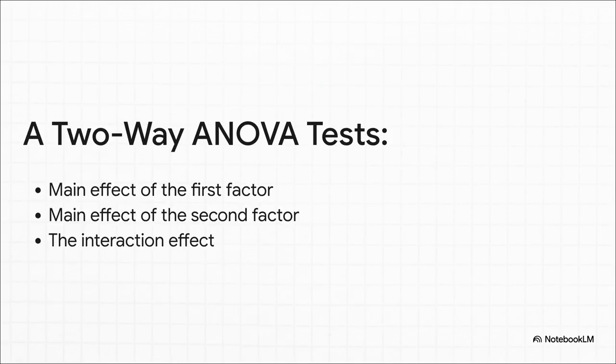Here's the cool part. A two-way ANOVA is incredibly efficient. It's like a 3-for-1 deal. It answers 3 big questions all at once. First, it checks the main effect of your first factor. Then, it checks the main effect of your second factor. And then, it asks the most interesting question of all. Is there an interaction effect happening between them?